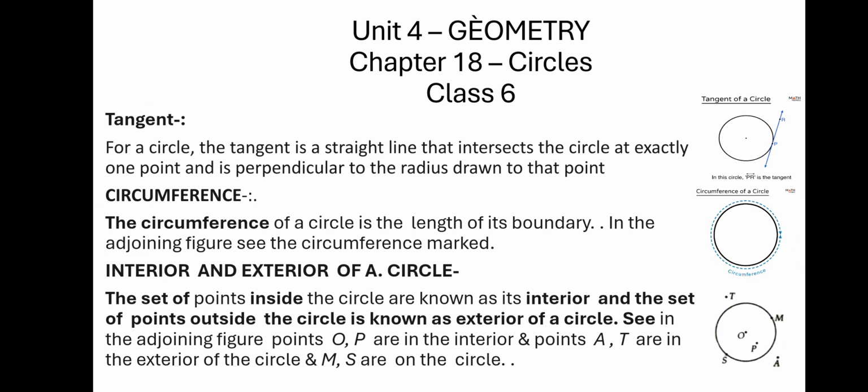Tangent. For a circle, the tangent is a straight line that intersects the circle at exactly one point and is perpendicular to the radius drawn to that point. So here you can see that P is the point where the tangent meets the circle.